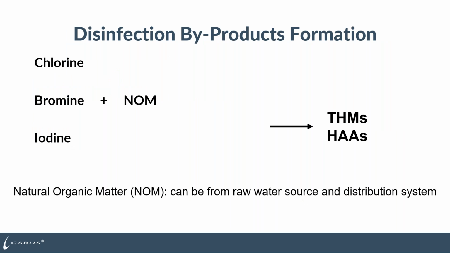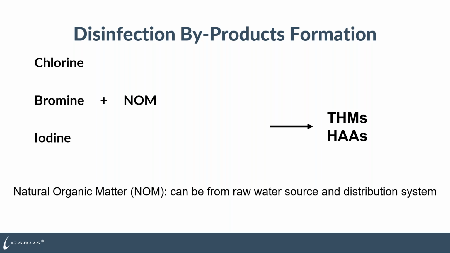Now, one of the questions you may ask yourself, or you may already know, is where do disinfection byproducts come from? They're a combination of a disinfectant, typically in drinking water free chlorine that we're applying at the plant, but it can be a combination of bromine or iodine, and then that reacts with the natural organic matter.